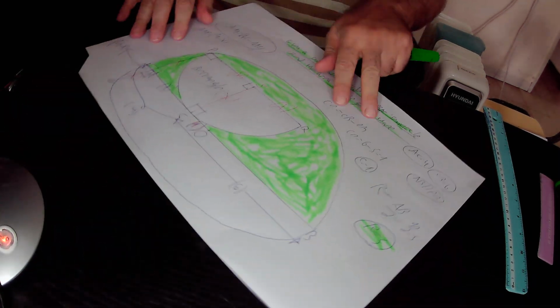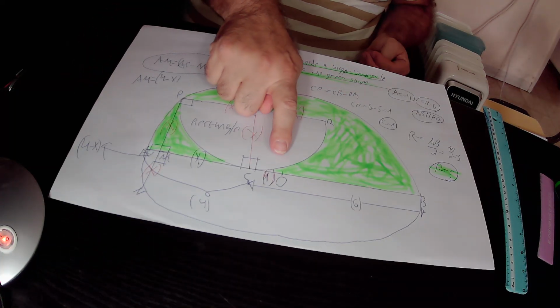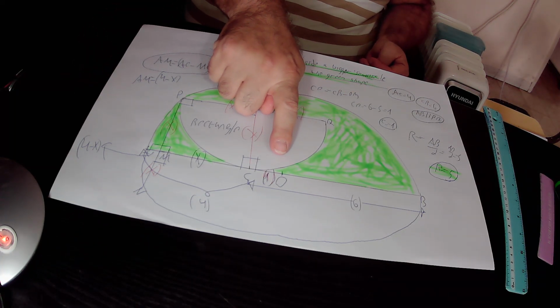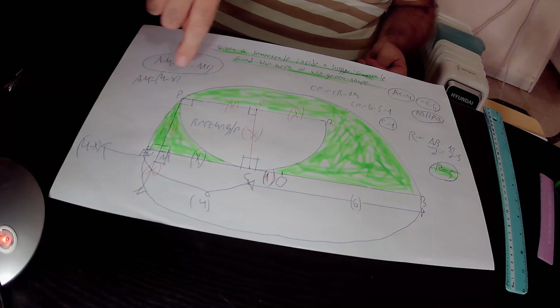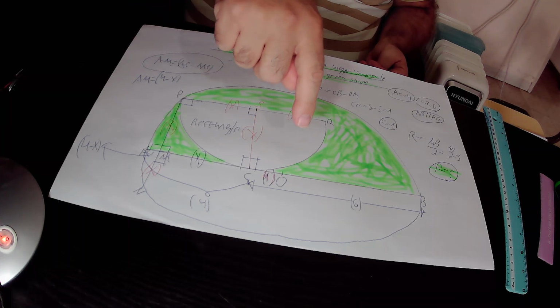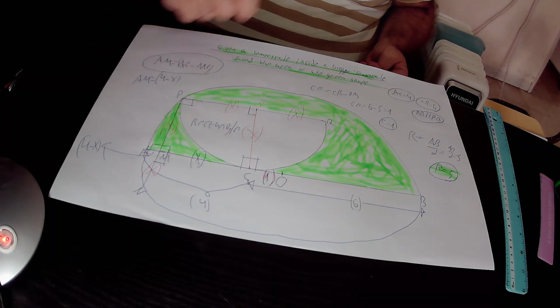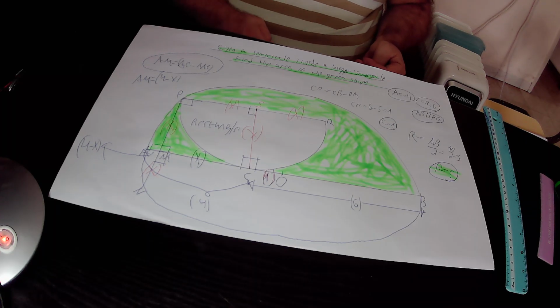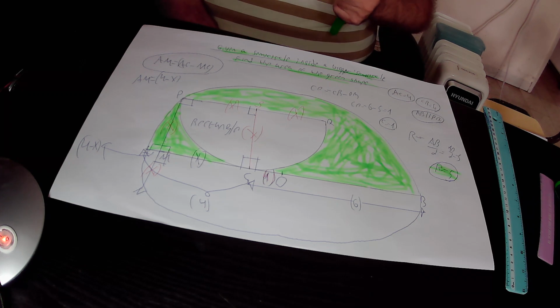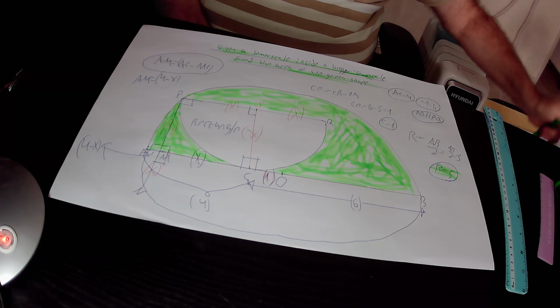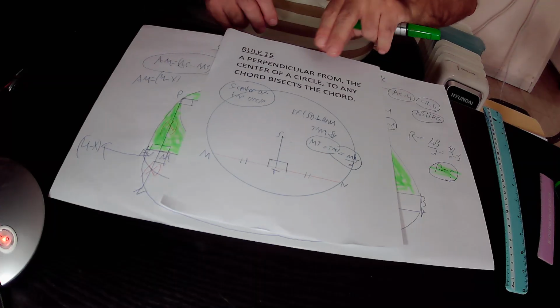So in the drawing, we know that point O is the center of this big circle. So from the center of this big circle, point O, we have perpendicular OM on chord PN. And remember, if from the center of the circle we draw a perpendicular towards any chord, it will bisect the chord, according to rule 15. So, let's quickly repeat rule 15.